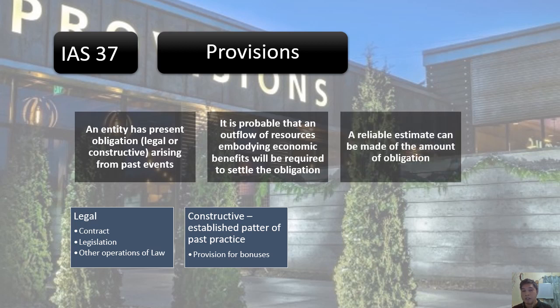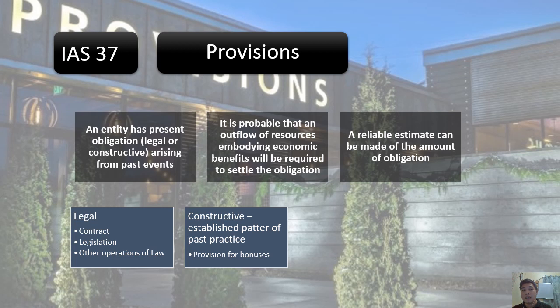The last requirement is that a reliable estimate can be made of the amount of the obligation. Although as I discussed earlier, pag sinabi po nating provision, there is uncertainty as to the timing of payment and the amount to be paid, but there should be a reliable estimate that will be made in order to record the provision. Kasi if there is no reliable estimate, although it qualifies to be a liability, hindi po yun i-record under provision. It will be recorded under contingent liability, which is di-discuss natin mamaya.